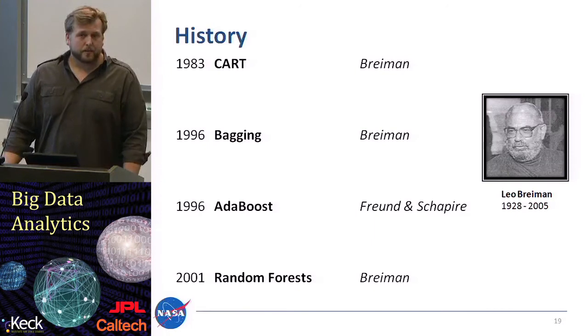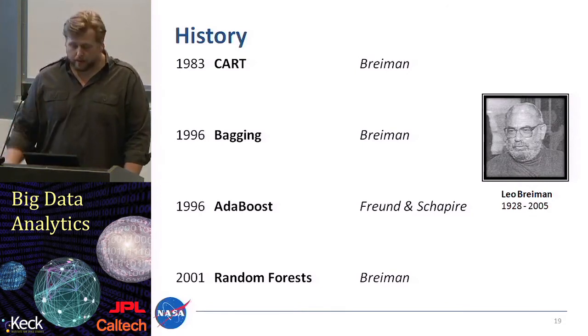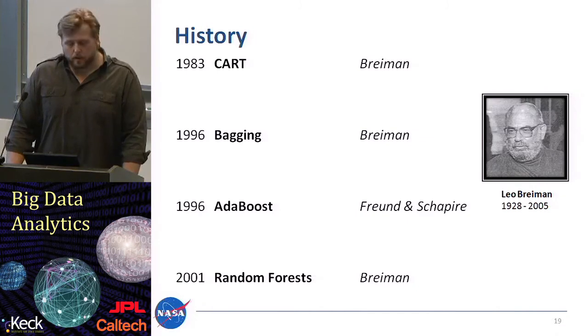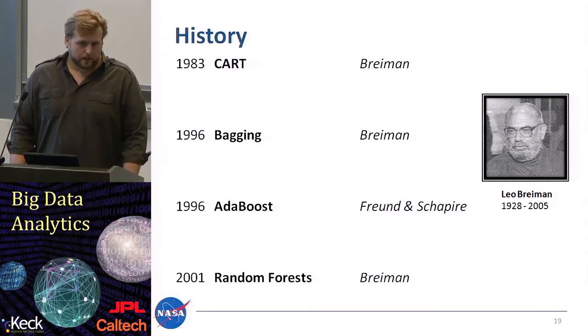So a quick history about random forests and decision trees. So there are some seminal papers. In '83, Breiman presented CART. These are classification and regression trees. So these are the most fundamental decision tree classifiers, which were used a lot in the 80s and 90s. In '96, Breiman introduced bagging. Bagging takes random subsets or bootstrapped subsamples of the data and trains decision trees on these subsamples.